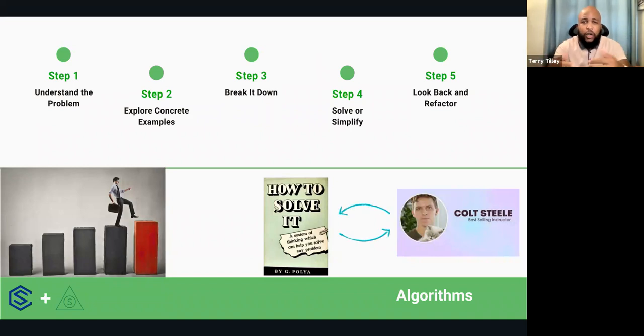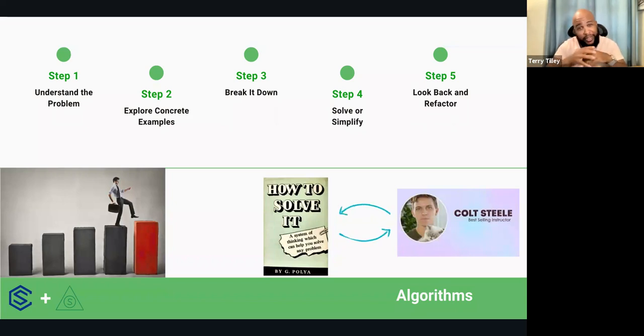We all have used algorithms. If you're watching this brand new and you've never done an algorithm, there are a lot of different resources out there. You can just Google algorithms and how to do them. One of my personal favorites, which I was introduced to almost a year ago, was from Colt Steele, a best-selling instructor. He came up with 5 steps for approaching every single algorithm problem. They're pretty straightforward: understand, explore concrete examples, break it down, solve or simplify, and look back and refactor. But the core principles he actually took from George Polya's book, How to Solve It.